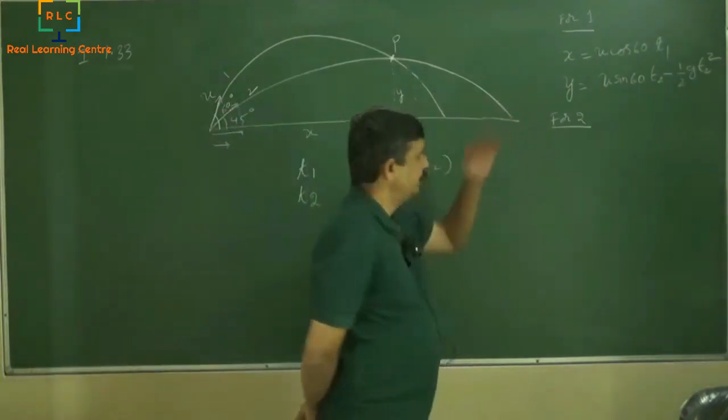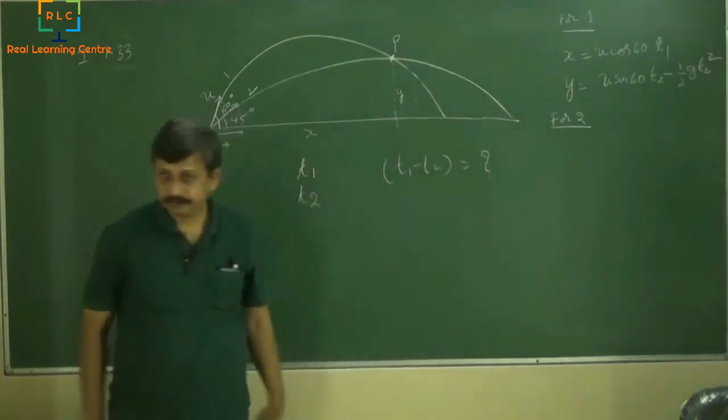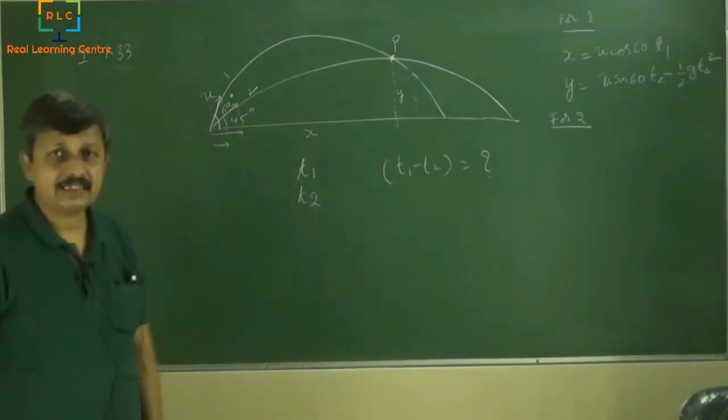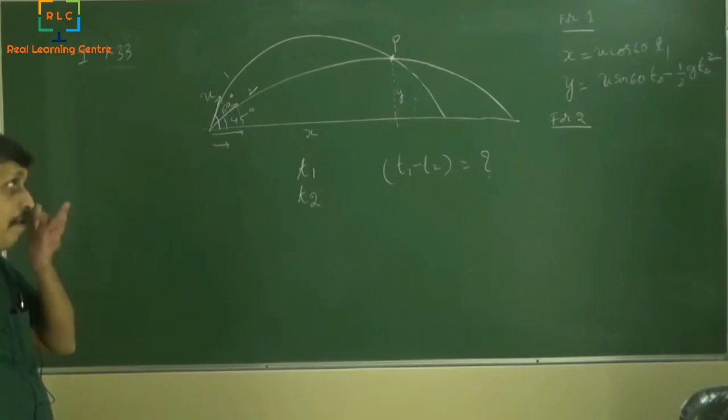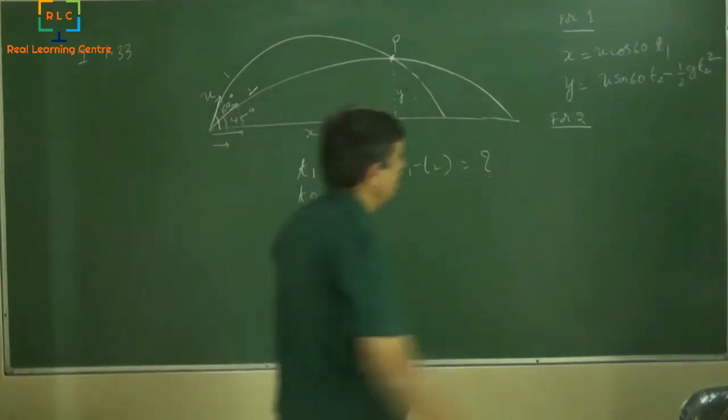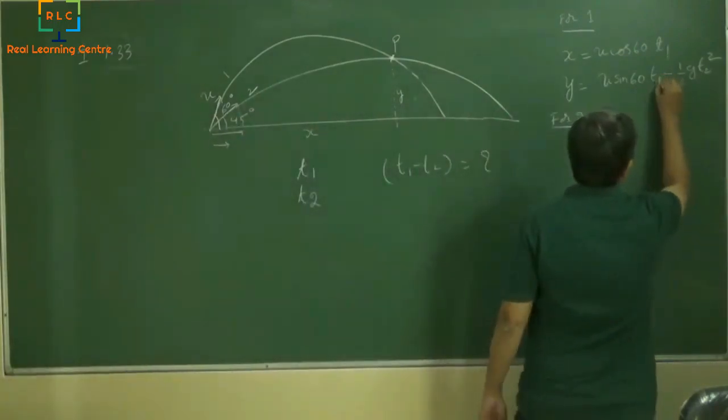For two, you can write the similar equations. Then equate x's, equate y's. You get T1 and T2. Sorry, this is not T2. This is also T1.